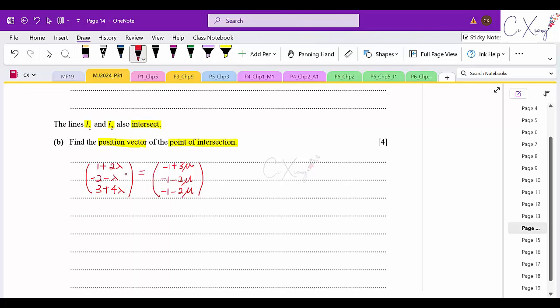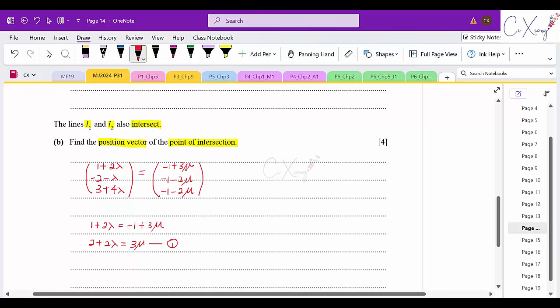There are 3 equations here, 3 pairs of equation here. Equation number 1 is the x coordinate, the x equation. So 1 plus 2 lambda equals negative 1 plus 3 mu. So you're having 2 plus 2 lambda equals 3 mu. I'll treat it as the first equation. Then for the second equation, I'm using negative 2 minus lambda equals negative 1 minus 2 mu. So if I get the lambda, it should be something like 2 mu minus 1.